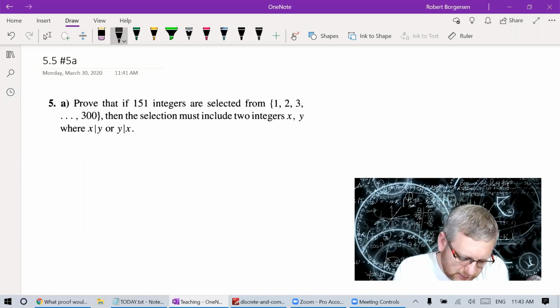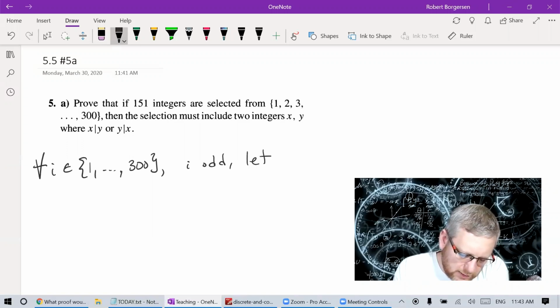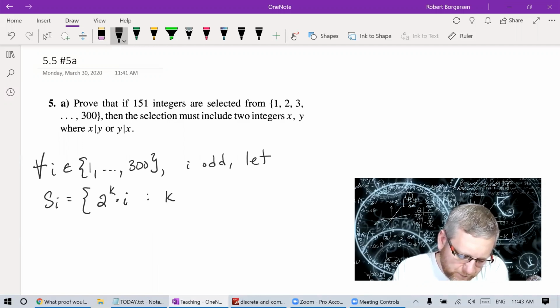Let's deal with that. What should I write here? So I'm going to create a set for every I from 1 to 300, where I is odd. Let SI be the set 2 to the k times I, such that k is in Z, k greater than or equal to 0.